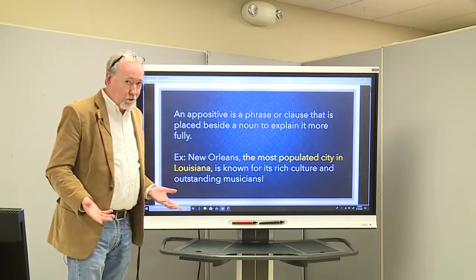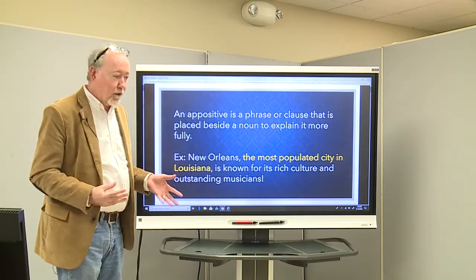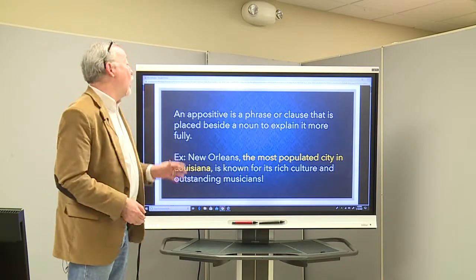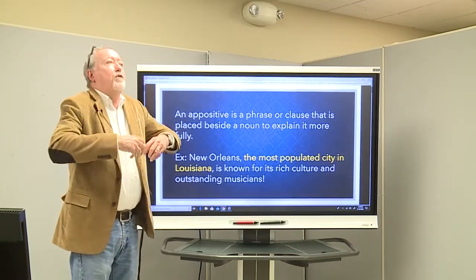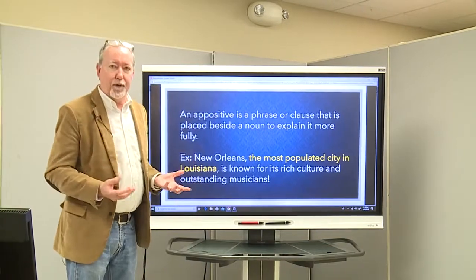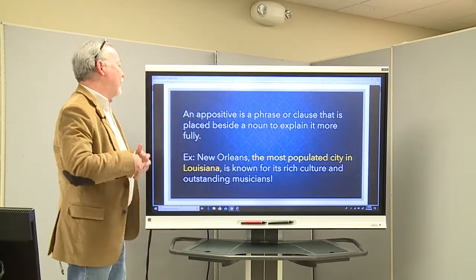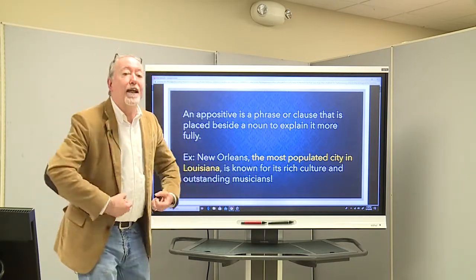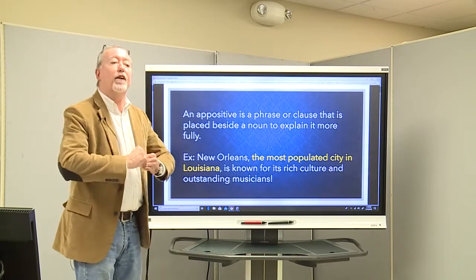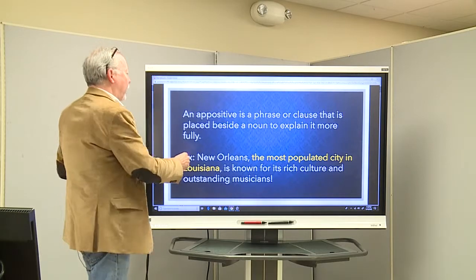The sentence itself was fine the way it was. New Orleans is known for its rich culture and outstanding musicians. There's nothing wrong with that sentence. But now all of a sudden, by putting in that one simple phrase, I sound like I'm so much smarter about Louisiana. New Orleans, the most populated city in Louisiana, is known for its rich culture and outstanding musicians. Suddenly, I'm giving more to the reader. My sentence blossoms. All right, ready? Go ahead and try one at home.